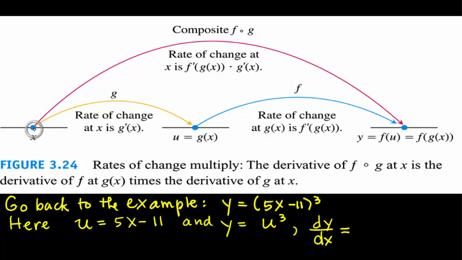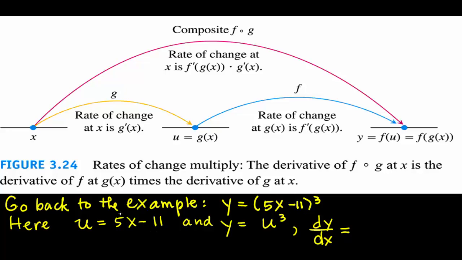So we've got an x, and x is embedded in g. Now g is embedded in f, so that's why you have the composition f of g. See, f circle g, or f of g. Okay, it turns out that the derivative of a composition is the derivative of f with respect to g times the derivative of g with respect to x. Right. So here's our example. Go back to our example. y is equal to (5x minus 11) cubed. Okay, the whole thing was cubed.